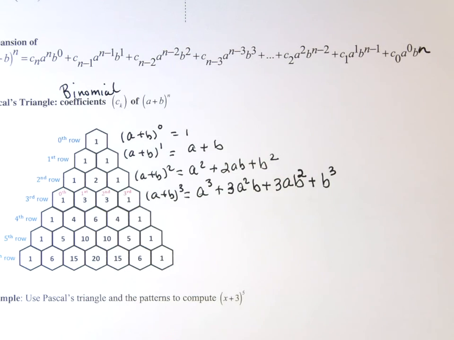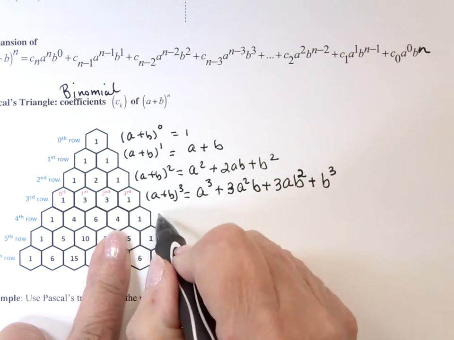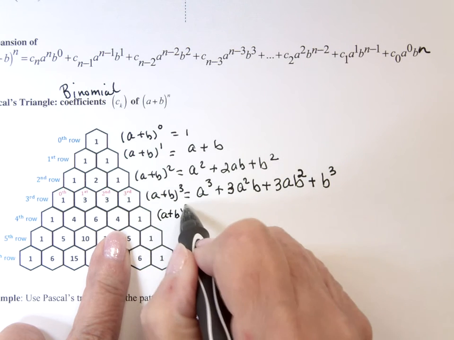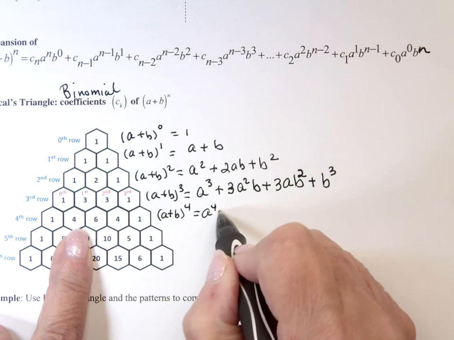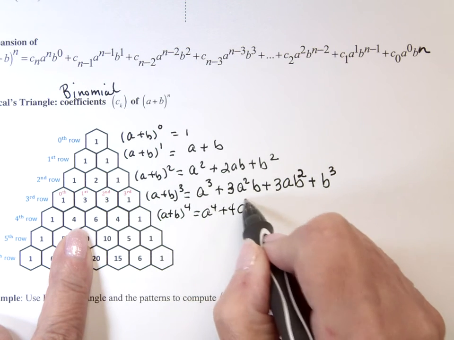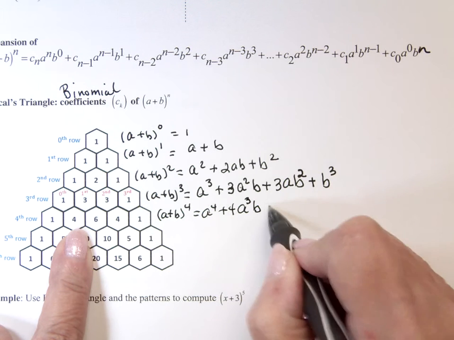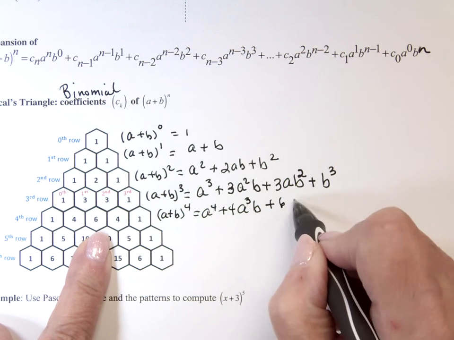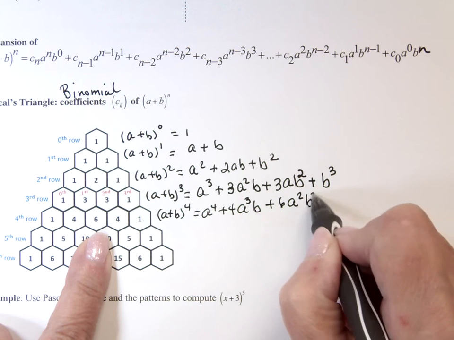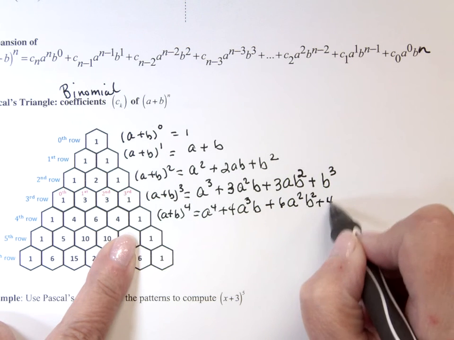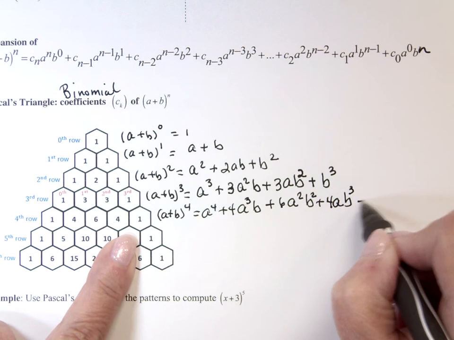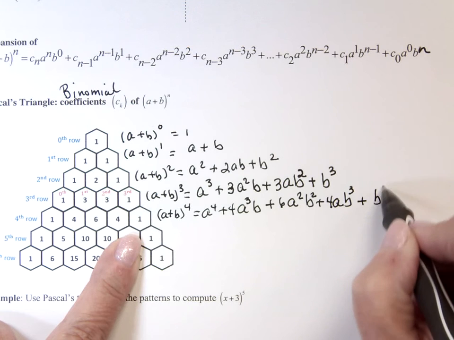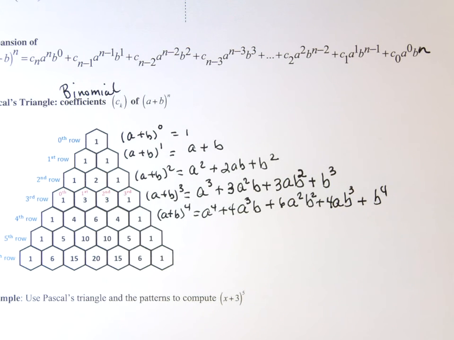Binomial coefficients. So if I wanted to expand a plus b to the 4th, it would be 1a to the 4th plus 4, a goes down, b comes up, plus 6, a goes down, b comes up, plus 4, a goes down, b comes up, plus b to the 4th. They're called binomial coefficients.